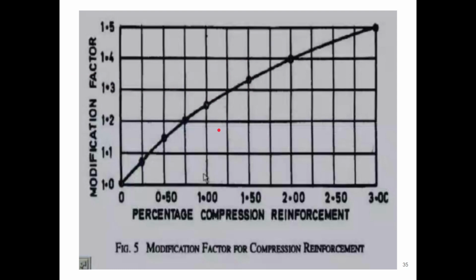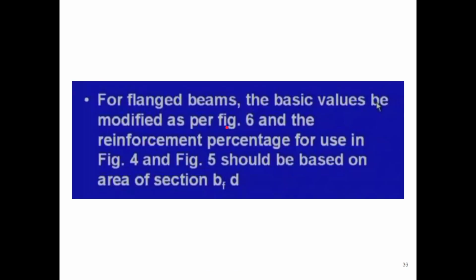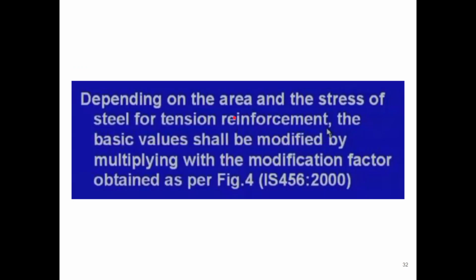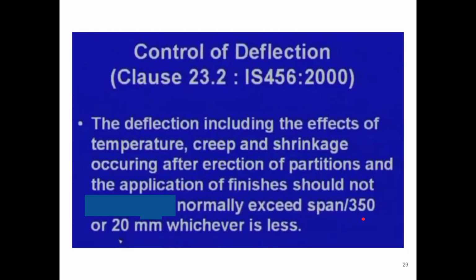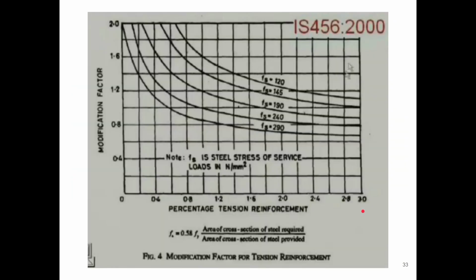After multiplying the basic values with the modification factors of tension and compression, and also, if the length is more than 10, by span by 10, if the value is less than 20 for simply supported, 7 for cantilever, and 26 for continuous, then it is understood that the vertical deflection limit will be less than span by 350 or 20. So that is for tension and compression.